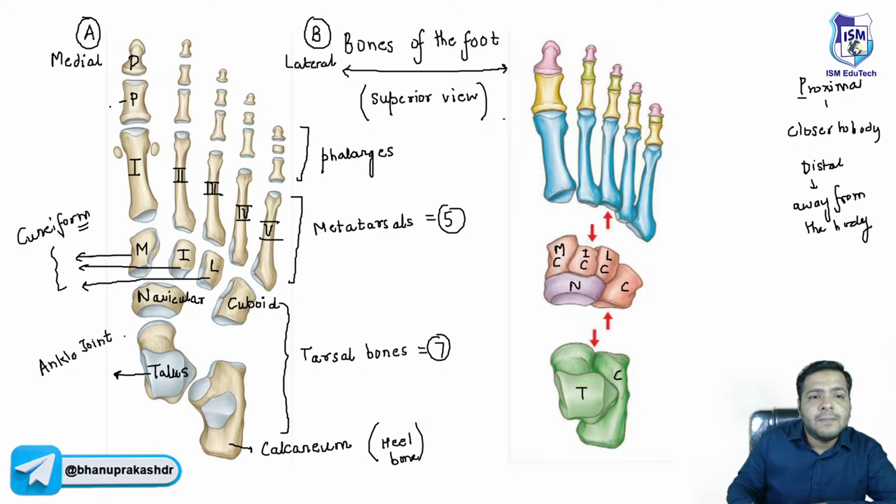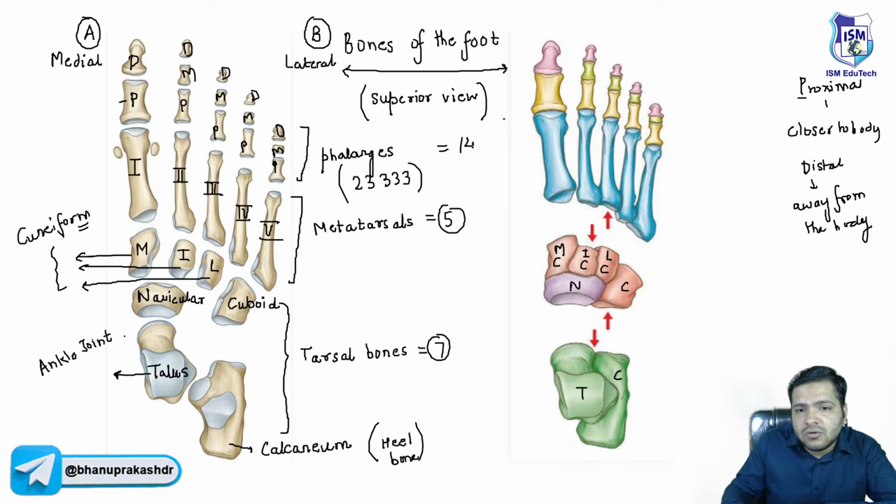So what will we call the first one? Proximal, because it is closer to the body. And the second one will be distal. So in the great toe we have only two phalanges, proximal and distal. In the other toes we have proximal, middle and distal. So phalanges follow a rule, that is 2, 3, 3, 3, 3, and ultimately you already know it is 14 in number. Again the marking would start from the great toe.